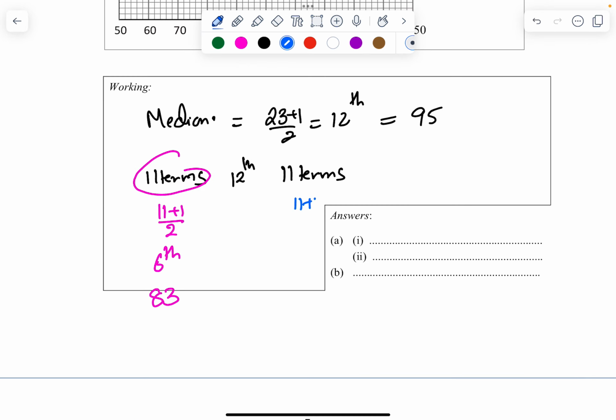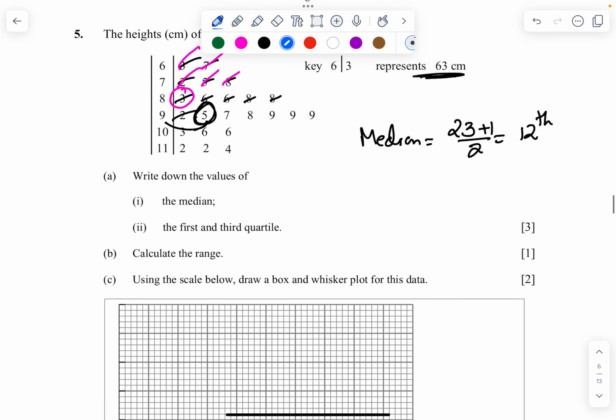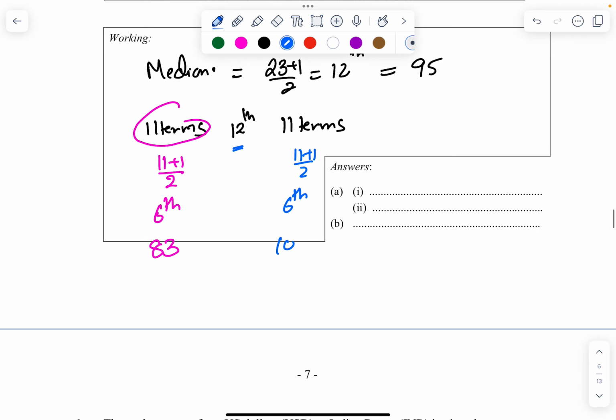Whereas for the right side, (11 plus 1) by 2, the sixth term counting from the 12th term, is going to be Q3. 1, 2, 3, 4, 5, sixth term, which is 103. So Q3 is 103. So what will be the interquartile range? The interquartile range is Q3 minus Q1, which is 103 minus 83, which is 20.